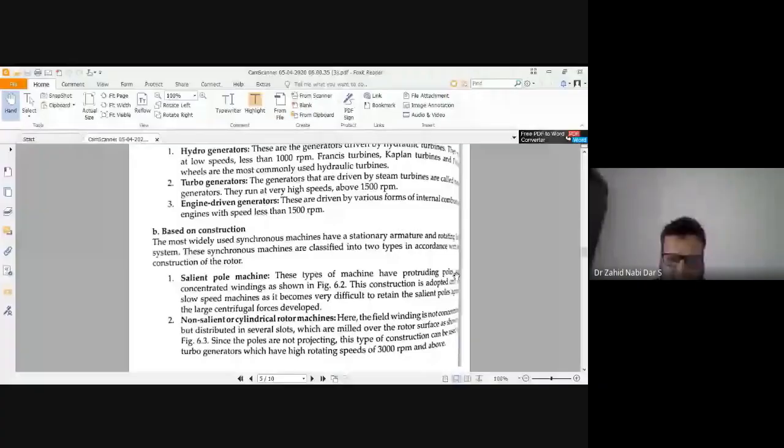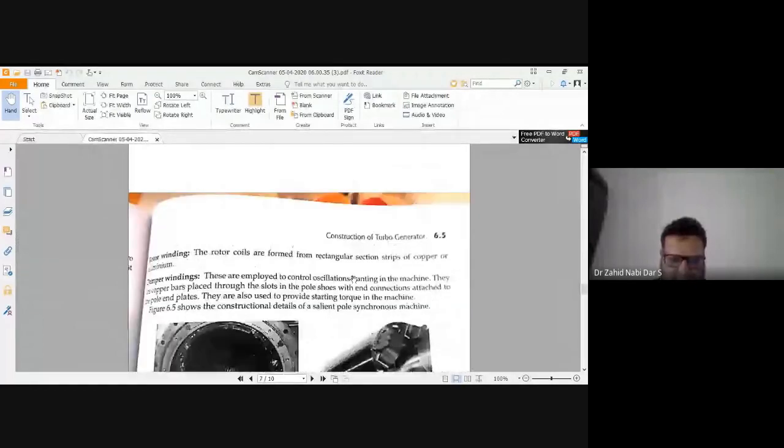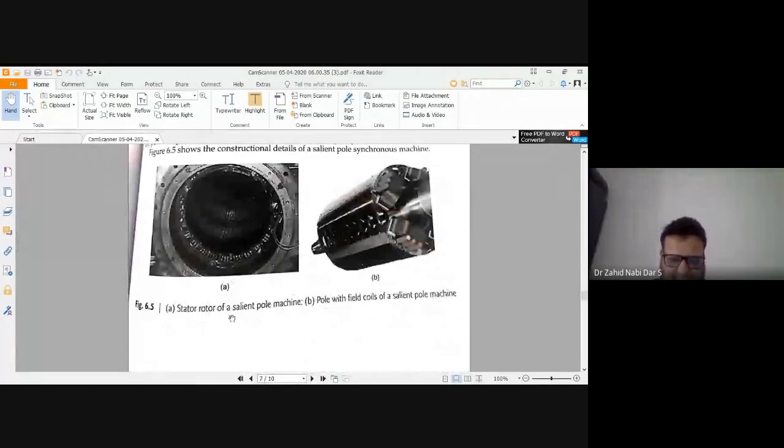and concentrated winding. So the construction is adapted for a low speed machine, as it becomes very difficult to retain the salient pole arrangement against the large centrifugal forces developed. So this figure here shows the stator and rotor of a salient pole machine.